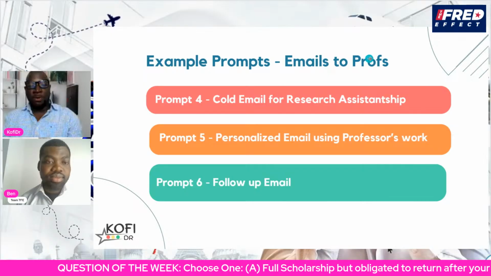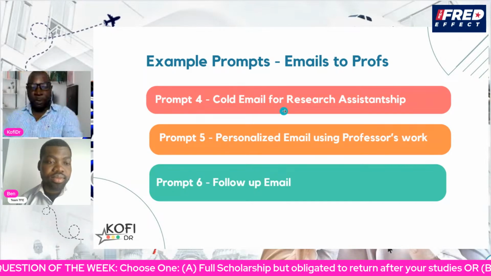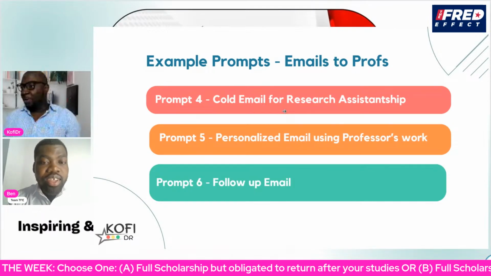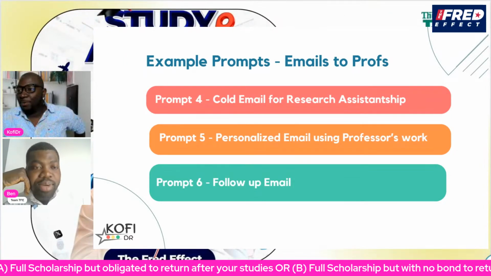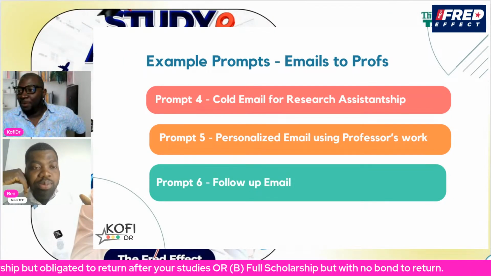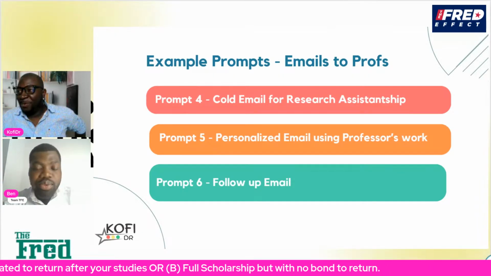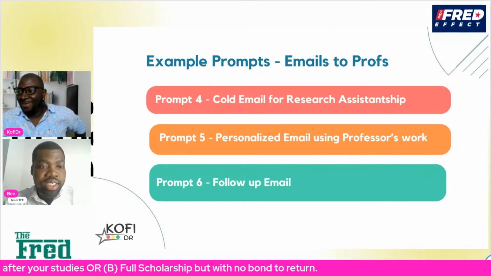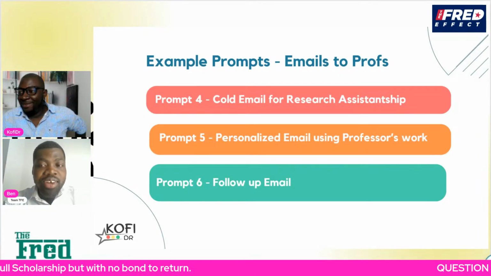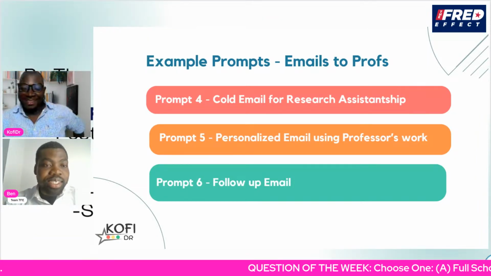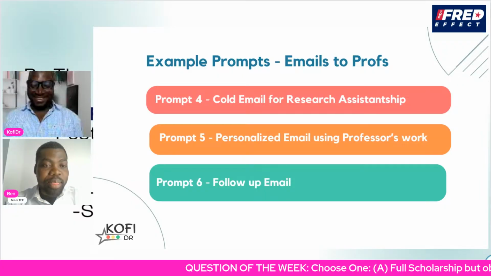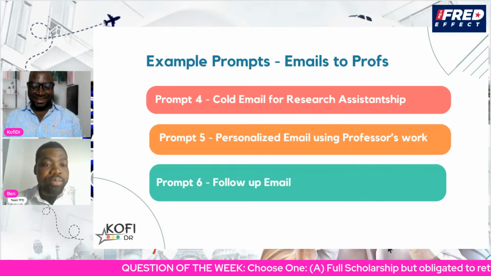for emails to profs, I'm going to show one prompt for cold email. Kofi, before you continue, I'm thinking about something. So with all these prompts that you are giving and AI is providing us with these universities, what will you say to some of the audience who will be saying that they've applied and they are not getting scholarship? Do you think there is something they are doing wrongly that the AI can help them perfect?